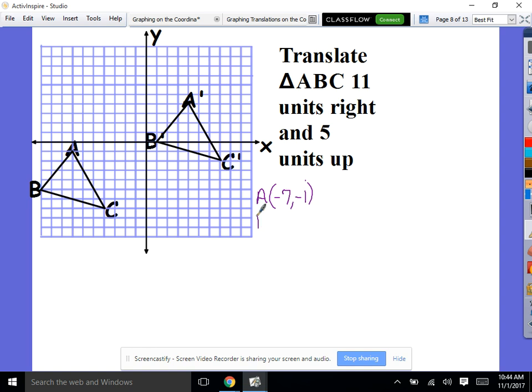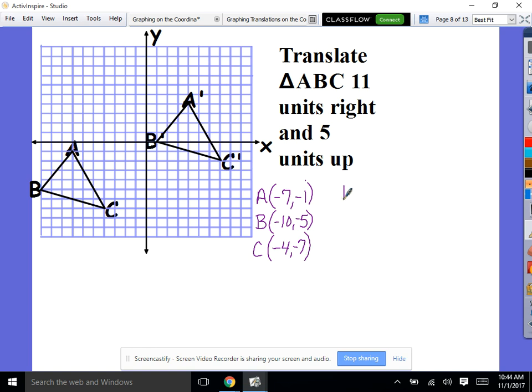And then B is negative 10, negative 5. And C is negative 4, negative 7.